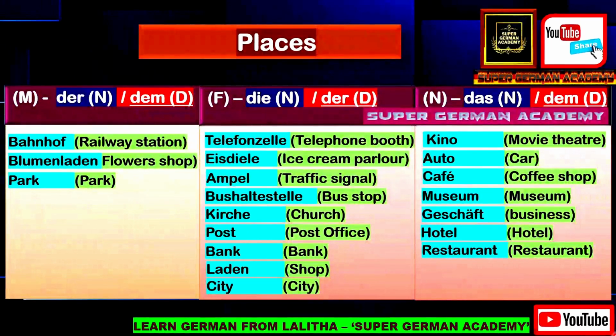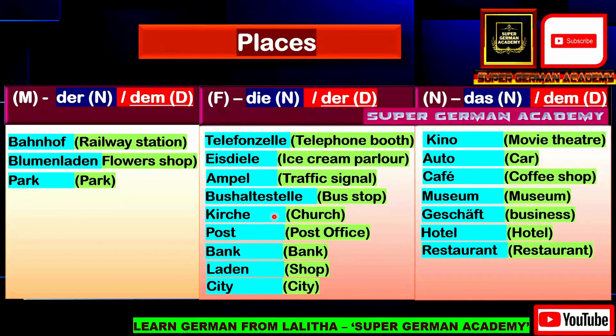The first topic is about these places. Here I have given in tabular form the masculine, feminine and neuter nouns. First one is Bahnhof, which means railway station. Blumenladen is flower shop. Blumen means flowers and Laden means shop. Park is the same in German. Then Telefonzelle means telephone booth. Eisdiele means ice cream parlor. Eis means ice cream and Eisdiele is ice cream parlor. Ampel means traffic signal, the signal that you see on the road. Then Bushaltestelle is bus stop.